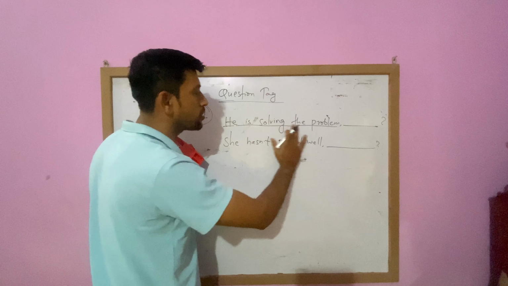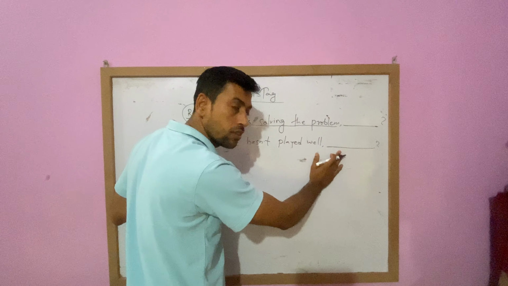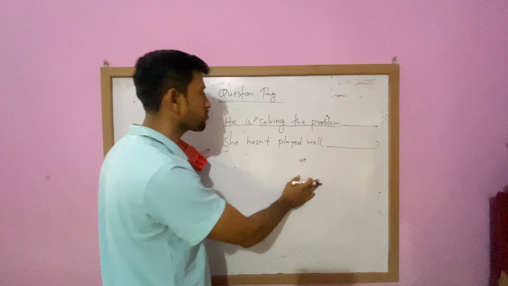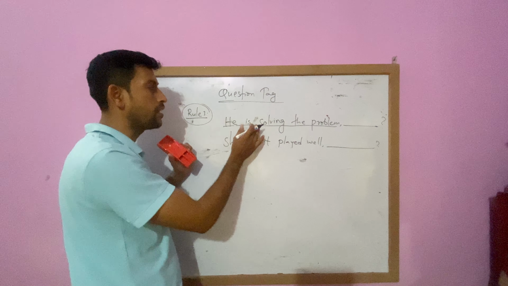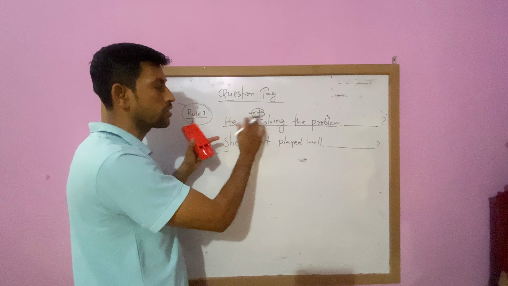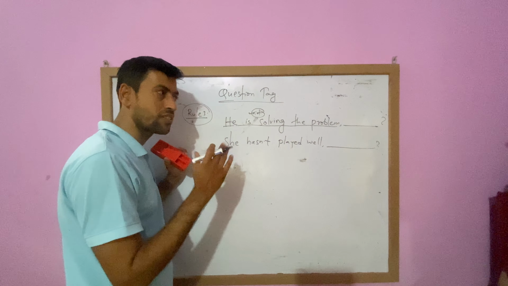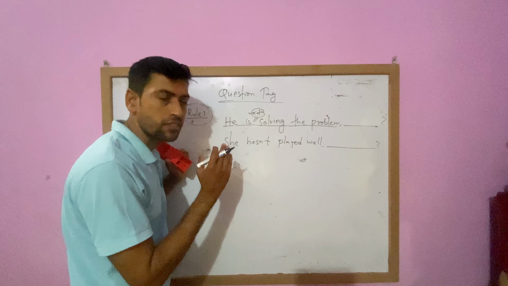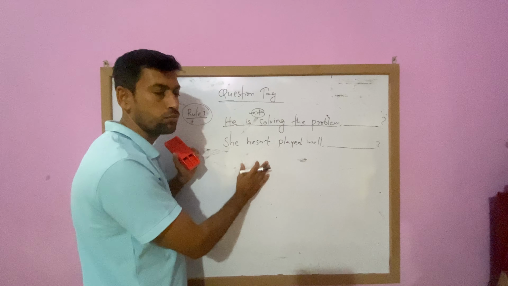If the statement is positive, then the tag is negative, right? If the statement is negative, then the tag is positive. So you can identify positive or negative: if not is used, then it's negative; if not isn't used, then it is positive. And there are some words which automatically make the sentence negative. I will mention those words too. First we understand this one, okay?